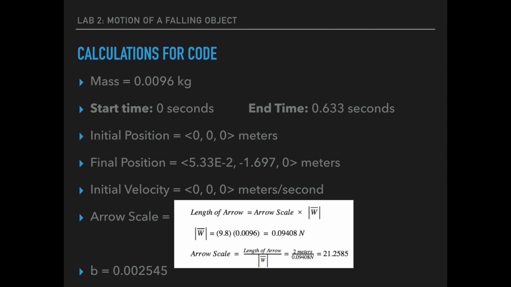The final position is 5.33e-2 meters in the x direction and -1.697 meters in the y direction. The initial velocity is equal to 0 in the x, y, and z direction as the ball was dropped from rest. The error scale is 21.2585, and this value is used in the computational model to determine how long to draw the arrows to represent vectors. The proportionality constant for the magnitude of the drag force is equal to 0.002545. This was found by trial and error by choosing values and checking if the final position value of the computational data equaled the final position of the experimental data.